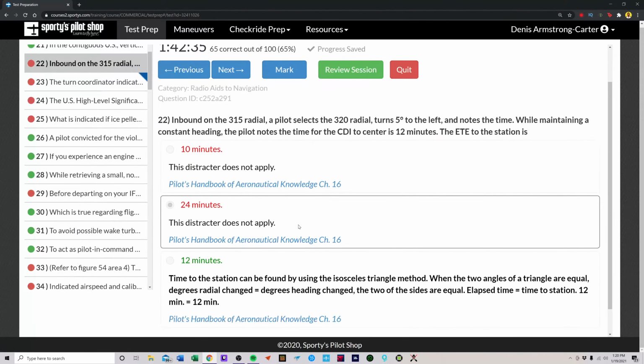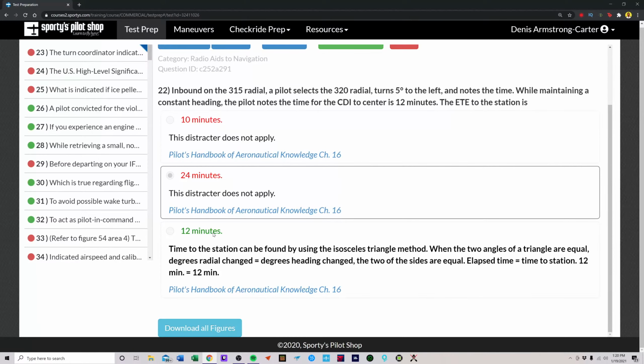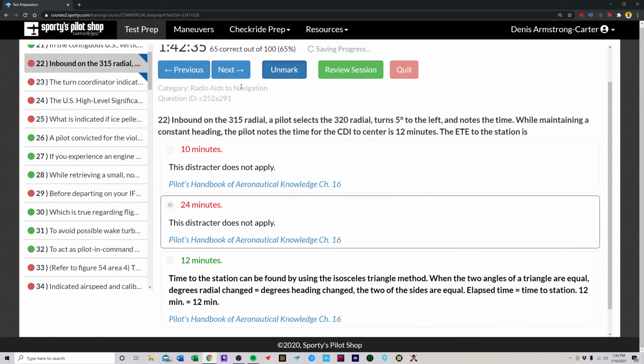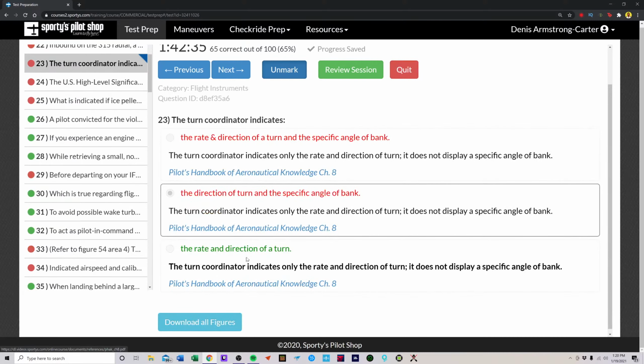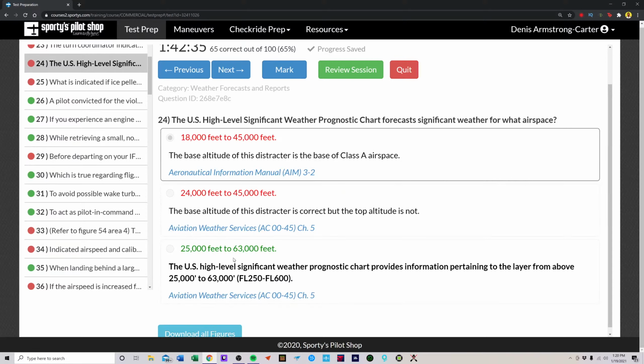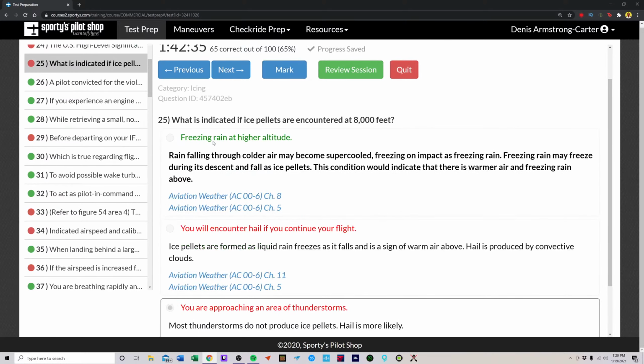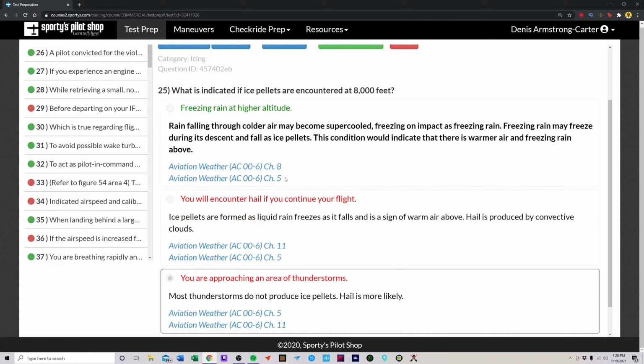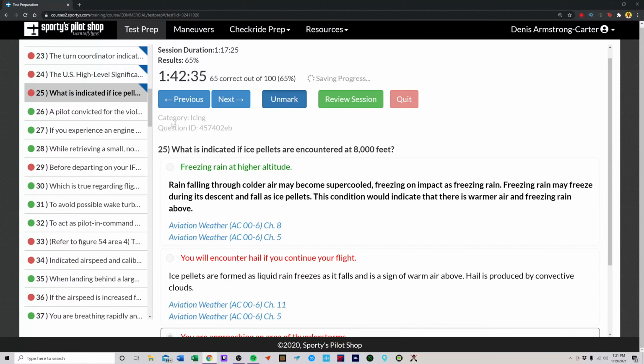Let's see. 12 minutes. I'll just memorize that one. The rate and direction of turn. I'll memorize that one. So it's 25 to 63. Interesting, huh? What is indicated if ice pellets are encountered at 8,000? Freezing rain at higher altitude. I was literally gonna guess that, guys. I thought that might be wrong, but that's correct, alright.